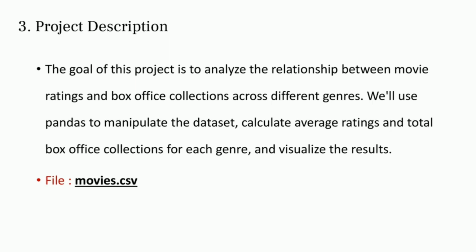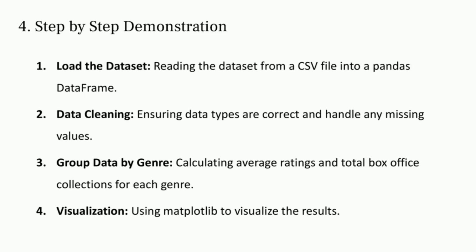To demonstrate the tools, we will be doing a project which aims to analyze the relationship between movie ratings and box office collections across different genres using the movies.csv file. We will utilize Pandas to calculate average ratings and total box office collections for each genre, then visualize the results with Matplotlib. Let's see the step-by-step demonstration of both tools.